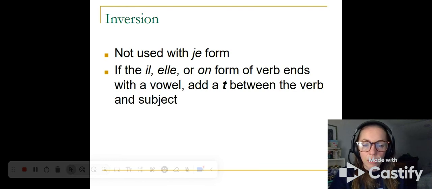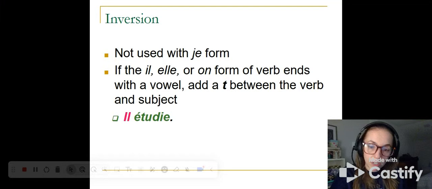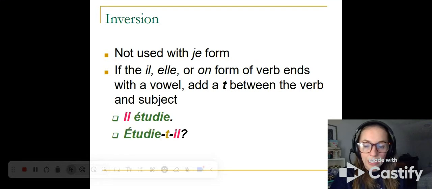Also, if there's an il or an elle, any of these subjects that start with a vowel, what's going to happen is, if I were to invert it, it would sound like étudie-il, and they don't like that hiccup sound. So in order to get rid of that, we're going to put a T in there. Étudie-t-il, and now it kind of flows a little bit more. So now those sounds are connected.